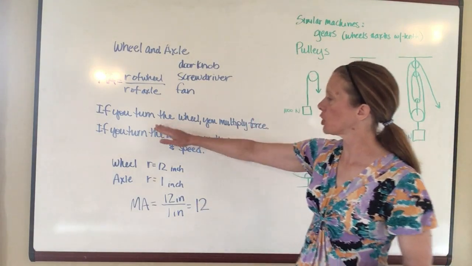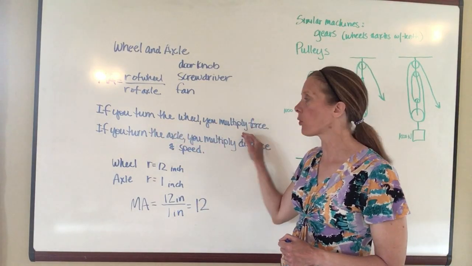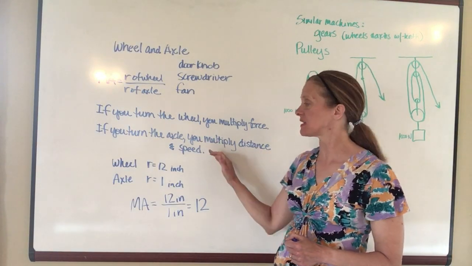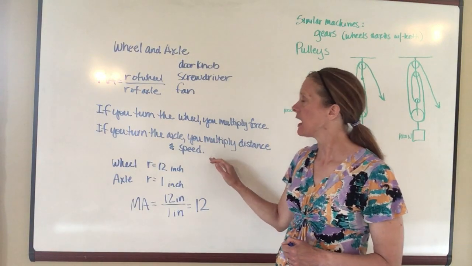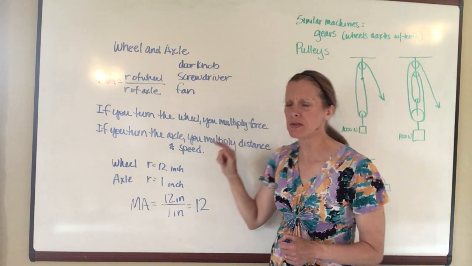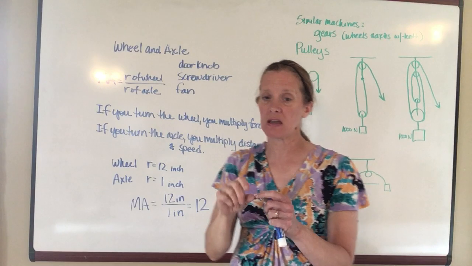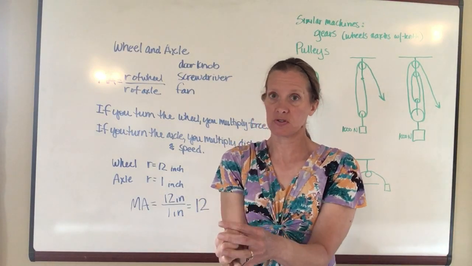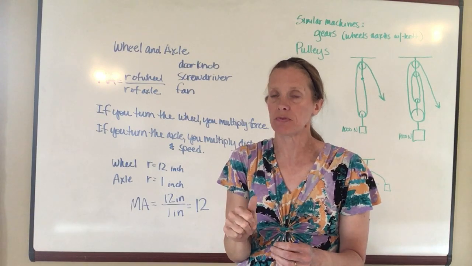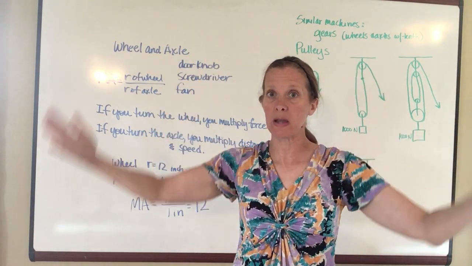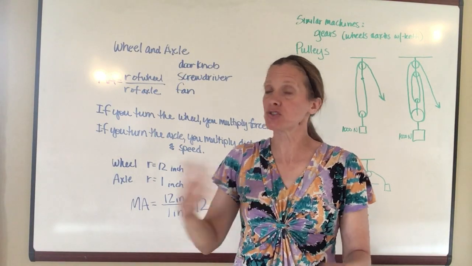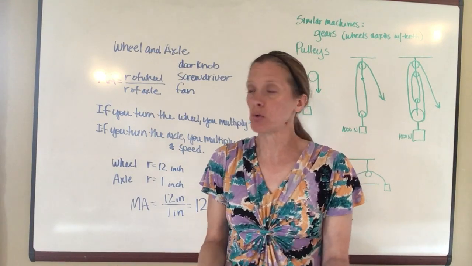Okay, so if I turn the wheel, I'm going to multiply force. If I turn the axle, I'm going to multiply distance as well as speed. And so if I think about the mechanism of an electric fan, the motor's kind of in the middle of the fan, and so the mechanism is turning the axle of the fan, but it's turning this great big fan around on the outside. And the faster it goes, the more air it produces and the cooler you feel.